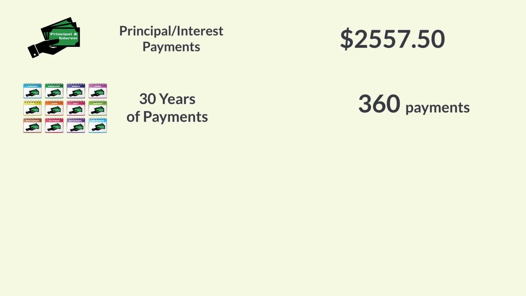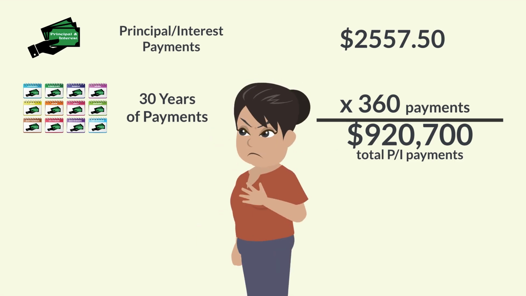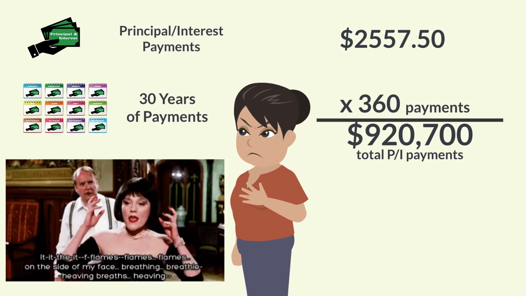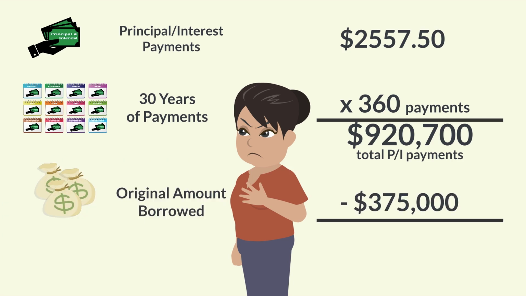When you do the math, that means Claudia will be paying back to the bank a total of $920,700. Let's repeat that. Claudia will be repaying $920,700 in principal and interest to the bank. But her original balance, or the original amount that she borrowed, was only $375,000.